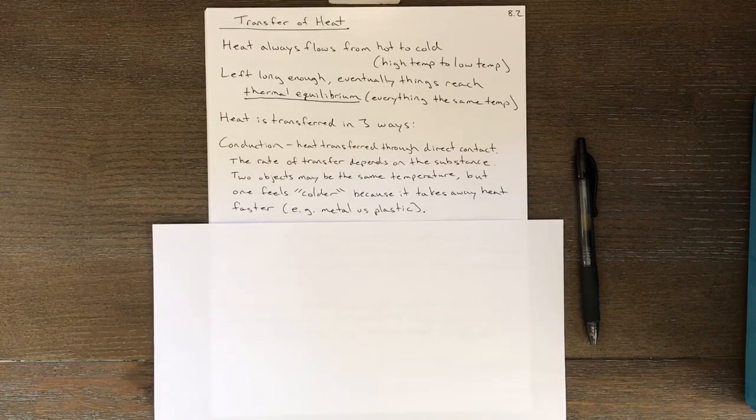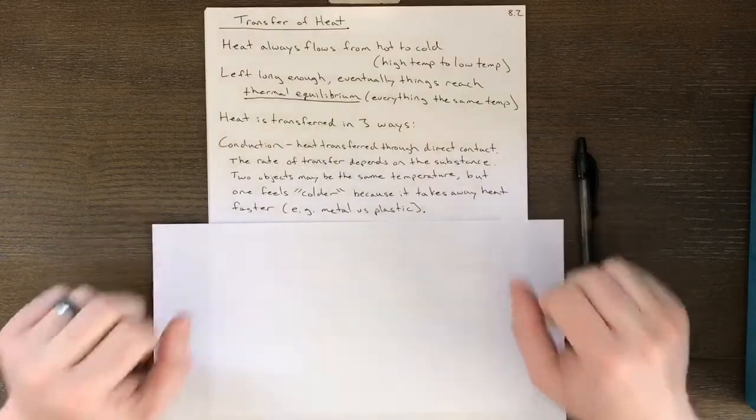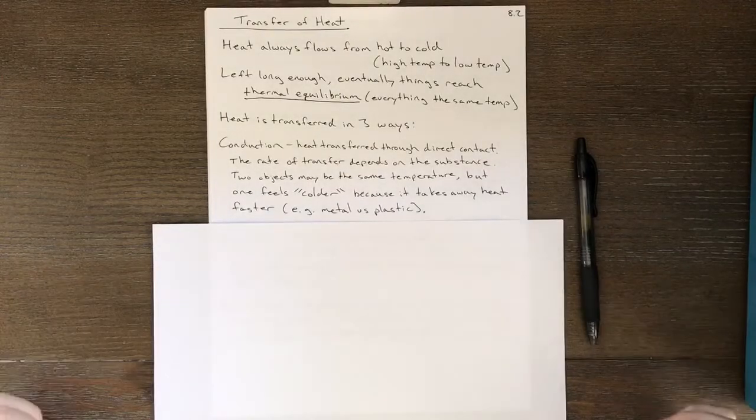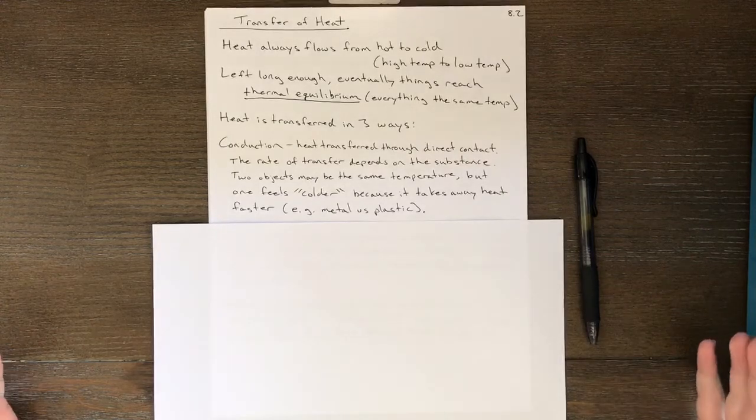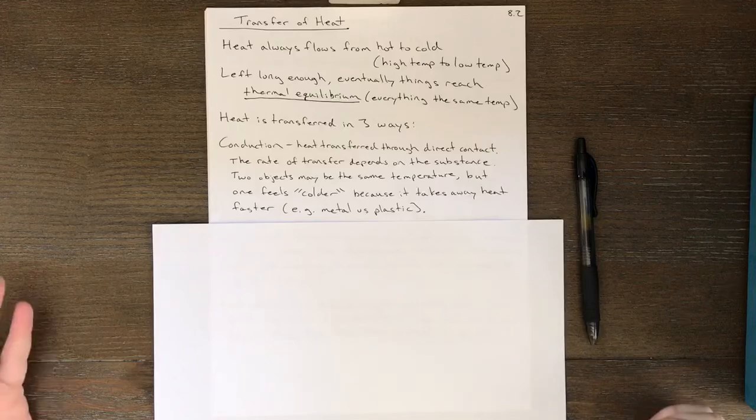So, you can find two objects sitting around in your house right now. They've been sitting in this same room for a while, which means they've reached thermal equilibrium. They should be at the same temperature. However, one object might feel colder. It's not colder, they're the same temperature, but it feels colder because it's taking away heat faster. And my classic example here is metal versus plastic, or maybe glass versus plastic.